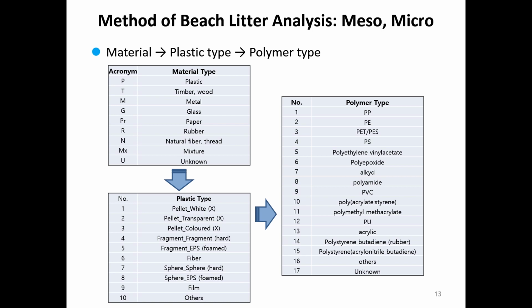The samples transferred to the laboratory are classified as natural or artificial litter. As for plastic litter, they are further categorized by shape, such as pellets, fragments, sphere, or film, and by the types of polymers such as polypropylene, polyethylene, or polystyrene.